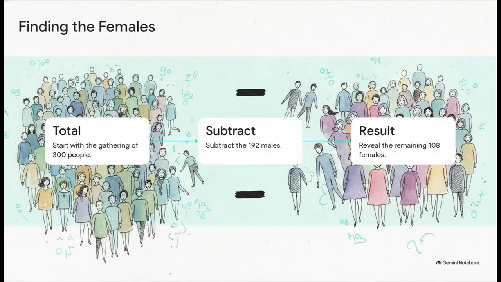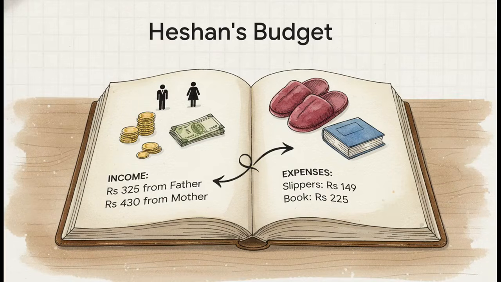Step 1, you start with your total whole number, which is the gathering of 300 people. Step 2, you simply subtract the part you already know, the 192 males. And step 3, boom, you instantly reveal the remaining 108 females. By simply taking a whole number away from a larger whole number, you effortlessly reveal the hidden answer. It is really that simple. Let's move on and see how this actually builds into personal finance.